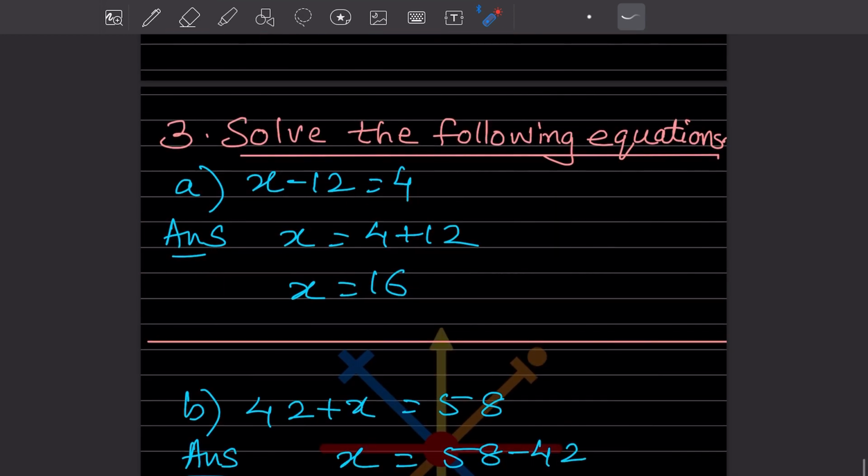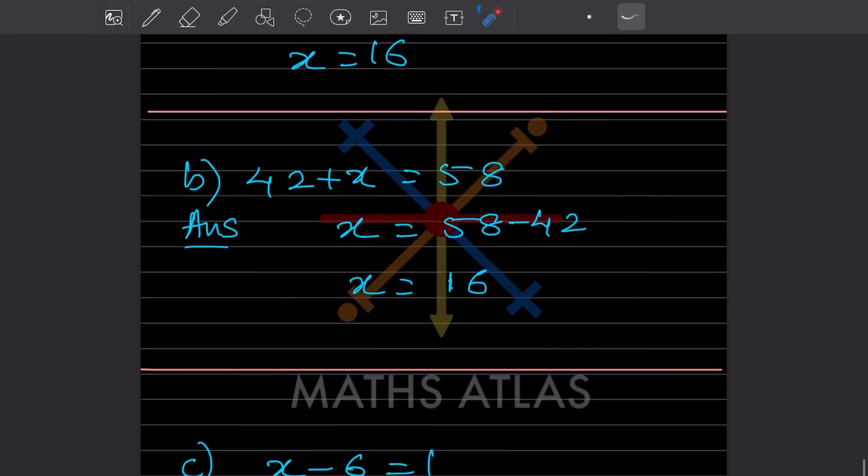So the next question says that solve the following equations. Now this is the equation given. x minus 12 is 4. So x will be what? 4, and this minus 12 will be plus 12. So this is going to be 16. Now in the next one it says that 42 plus x is 58. So here x will be what? 58, and this becomes minus 42. So that is going to be 16.